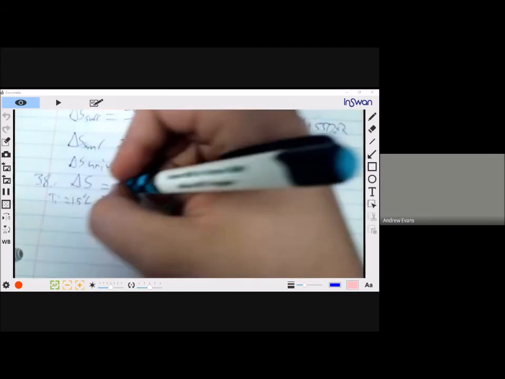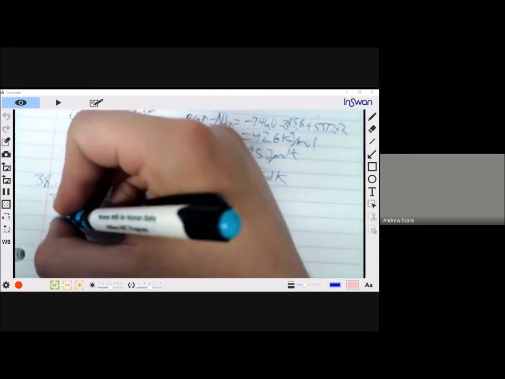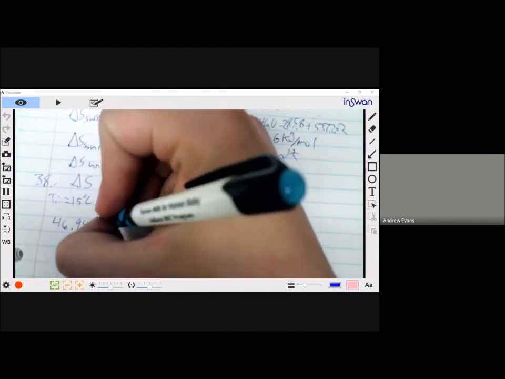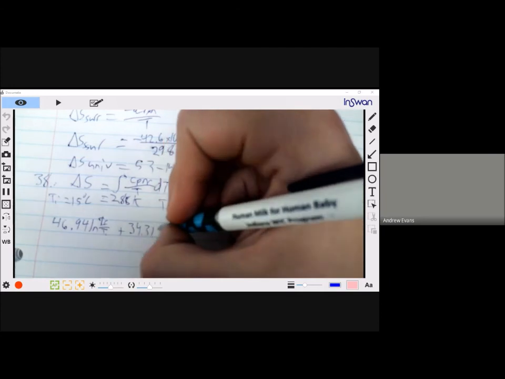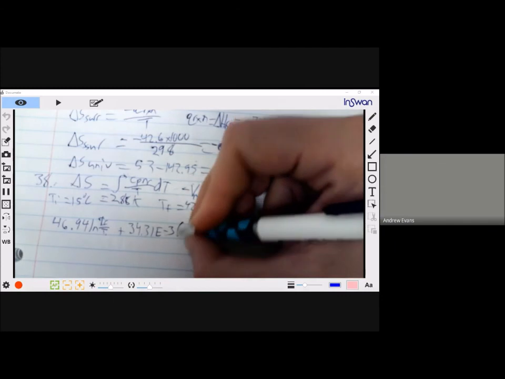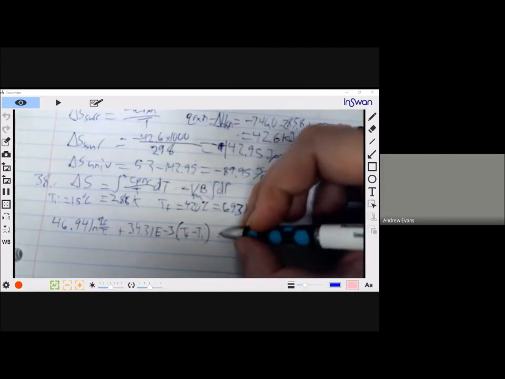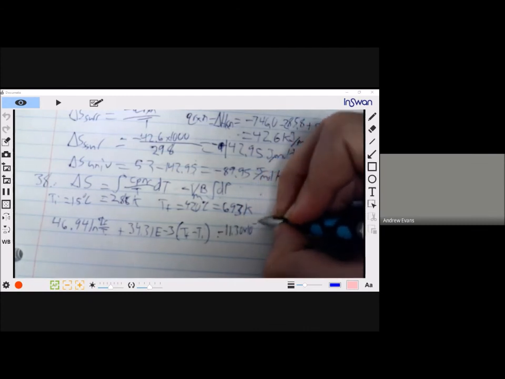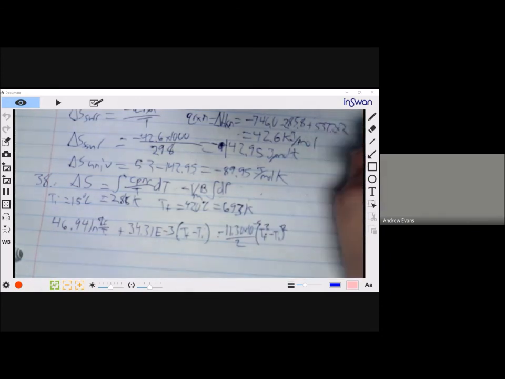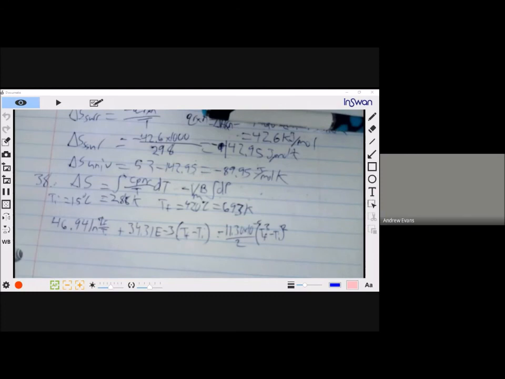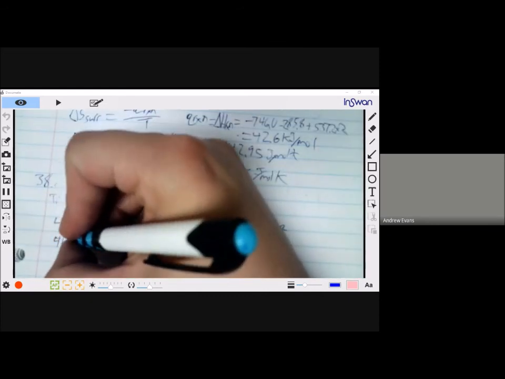So let's start by calculating the dT term. I'm going to jump a little bit of a step and say 94 ln TF over TI. I'm going to assume we've got the integration by now. 34.31 e negative 3 times TF minus TI. We have 11.30 times 10 to the negative 5th over 2 times TF squared minus TI squared. I'm going to assume we can do these integrations reasonably easily. We've done this enough times that it's not going to be too big of a problem. 693 over 288. This term becomes 41.22.